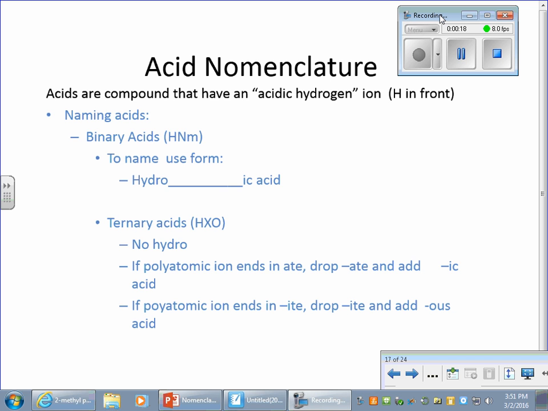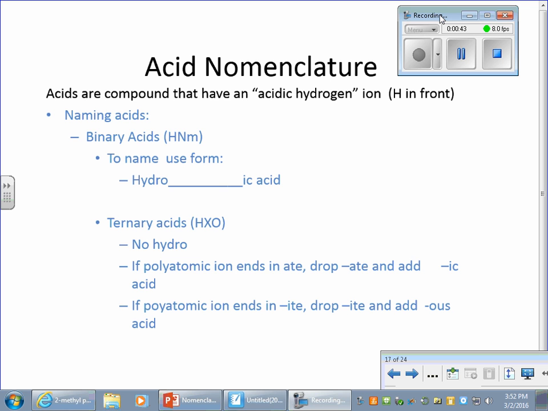Okay, so naming acids. Basically, we're going to have acids that are bound to nonmetals and acids that have to do with polyatomic ions. Let's first talk about nonmetals. Those are the binary acids, and the formula we're going to use is: we take the name of our nonmetal, drop the ending, and add an ic. And then after that, we put a hydro in front.